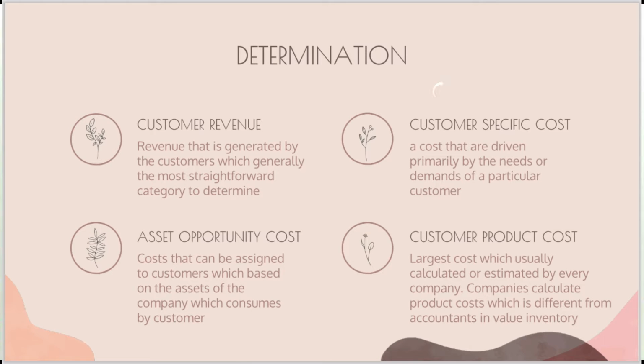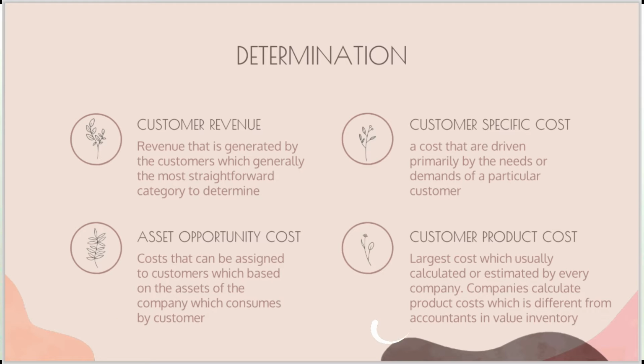Second, customer specific cost. Customer specific cost is a cost that is driven primarily by the needs or demands of a particular customer. Third, asset opportunity cost. Asset opportunity costs refer to the costs that can be assigned to a customer. Those costs assigned are based on the assets of the company which are consumed by the customer. This includes fixed assets such as machinery and equipment, and working capital such as inventory and accounts receivable.